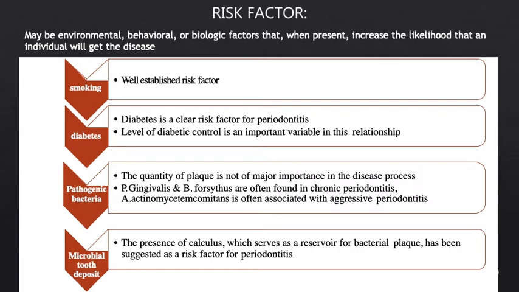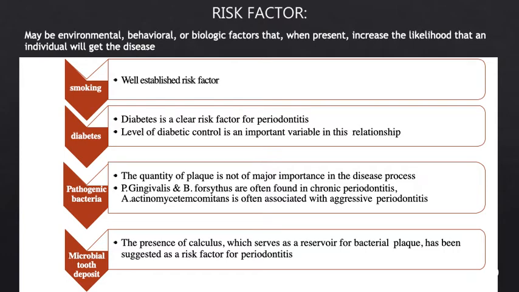So risk factors may be environmental, behavioral or biological factors. When present, they increase the likelihood that an individual will get the disease. So the examples are smoking. Smoking is one of the environmental factors which is a well established risk factor for periodontal disease. Current smokers will have a greater chance of getting periodontal disease compared to a non-smoker.